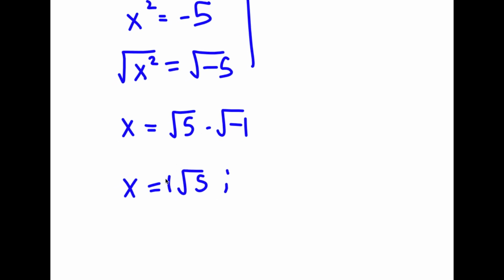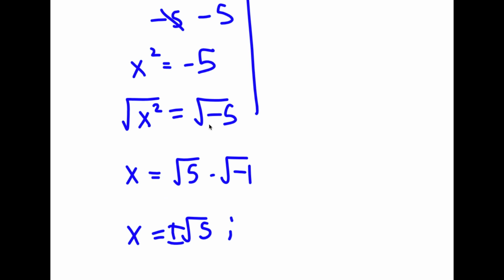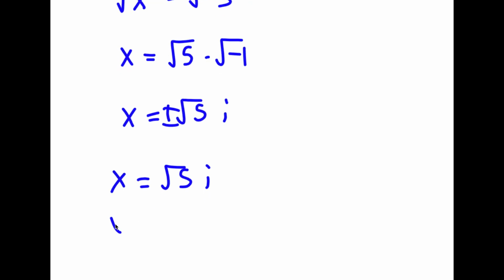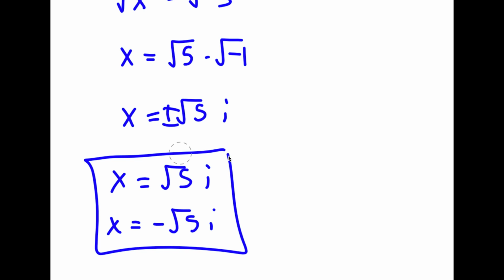And this is going to be plus or minus because the square root is going to be positive or negative. So this is going to be x is equal to the square root of 5i and x is equal to negative square root of 5i. So these are my two solutions.